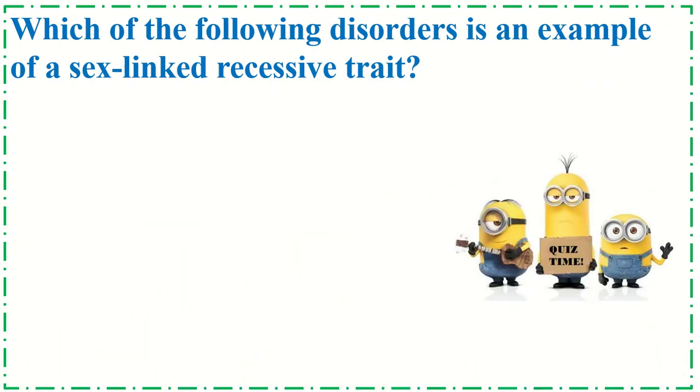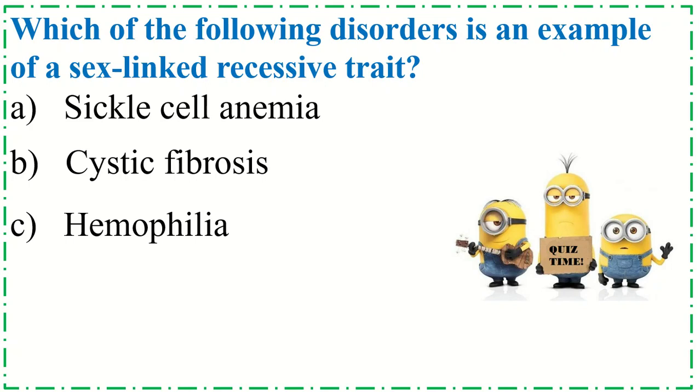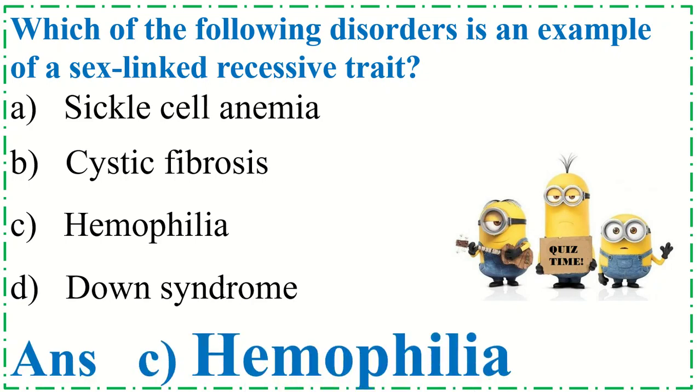Which of the following disorders is an example of a sex-linked recessive trait? Option A, sickle cell anemia, B, cystic fibrosis, option C, hemophilia, D, Down syndrome. Correct option is C, hemophilia.